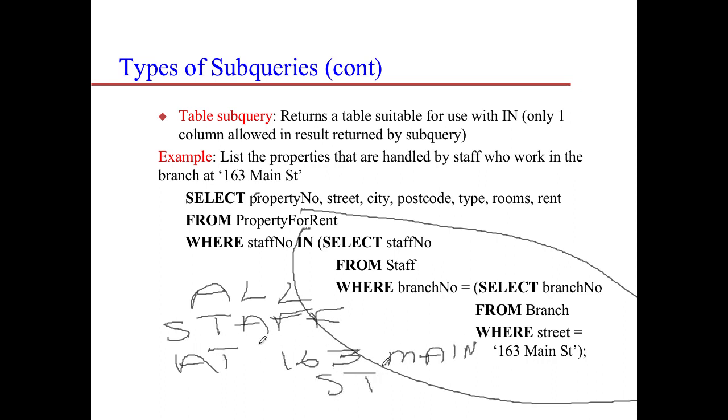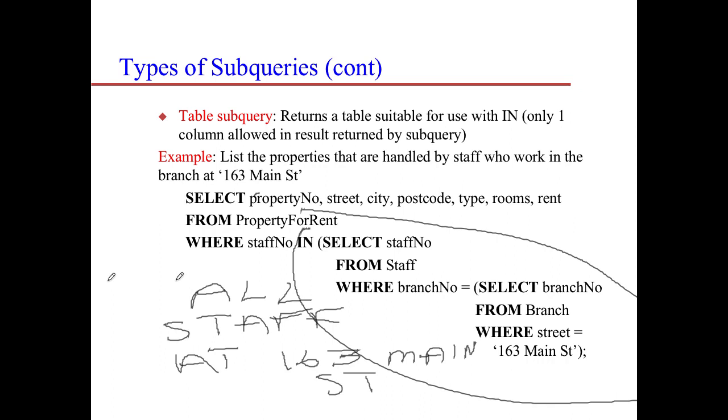The query optimizer will probably do this query once and then cache the result. For every property, it's going to remember that the property for rent has a staff member who's managing it. So it's taking the staff number from each property and checking to see if that staff number is in this set. If it's in that set, then it's going to return that particular tuple. Okay?